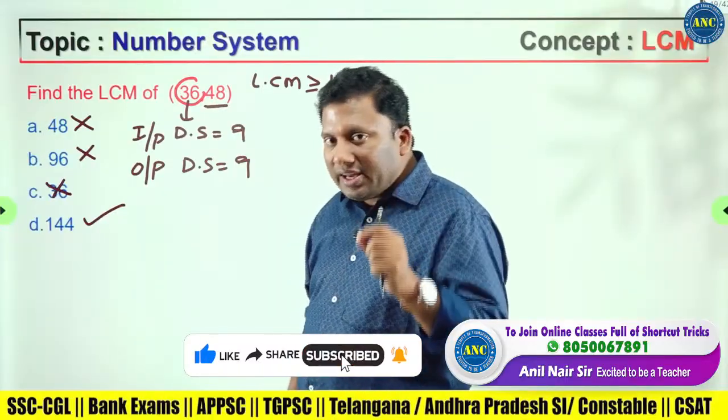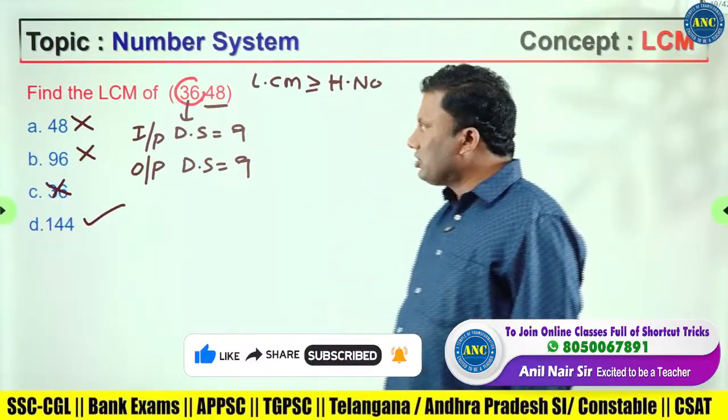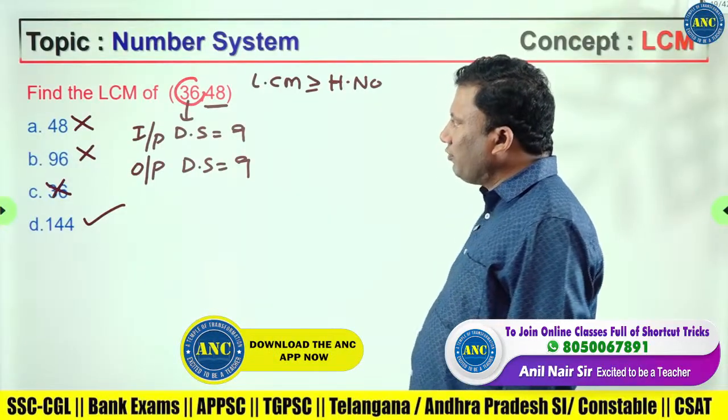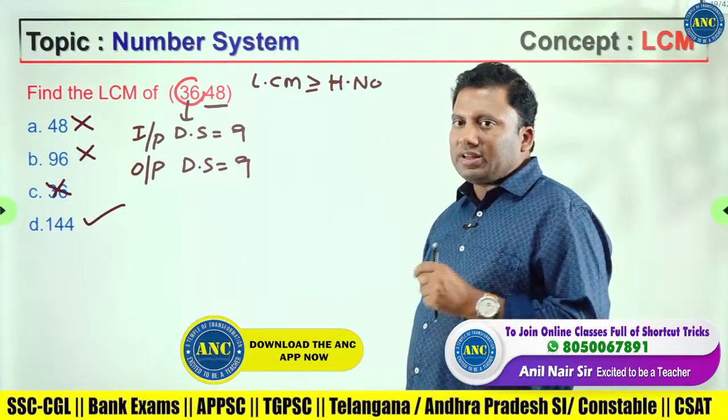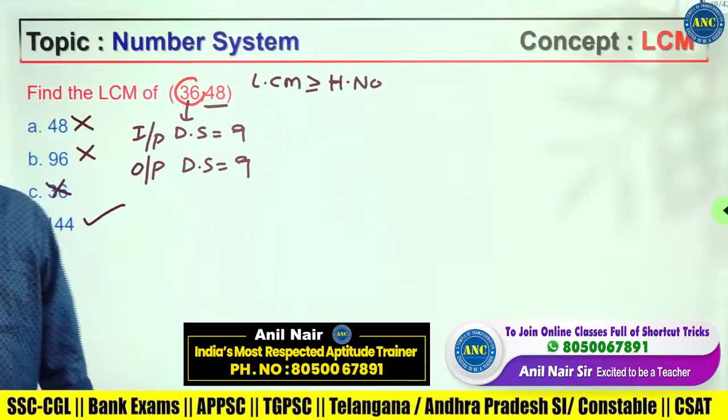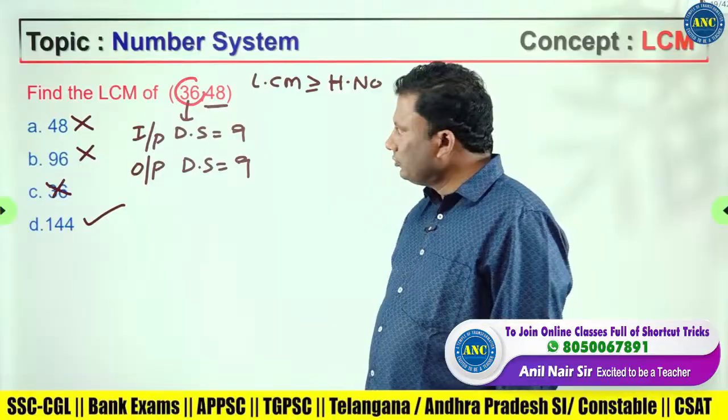LCM is always greater than or equivalent to the highest number. That means the answer should be greater than or equivalent to 48. It cannot be 36. This is how you score maximum. Idea clear?